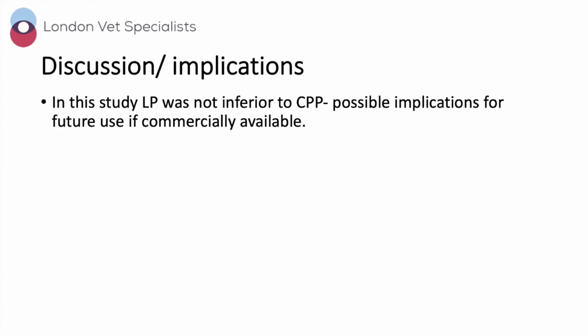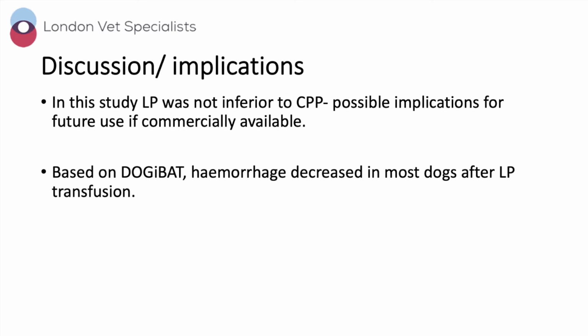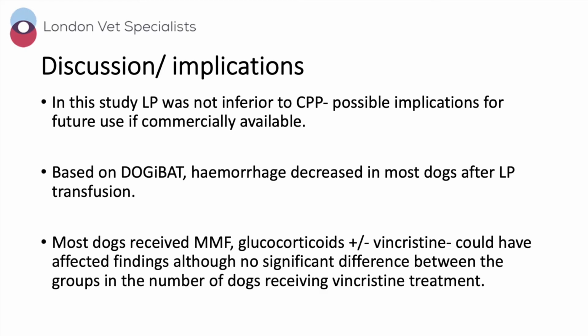So discussion of potential implications of this study. The study concluded that LP was not an inferior product to CPP judging by the variables used, which provided possible implications for future use if it became commercially available. And based on the doggy bag score, hemorrhage decreased in most dogs after LP transfusion. So in terms of the doggy bag score, it achieved the same.